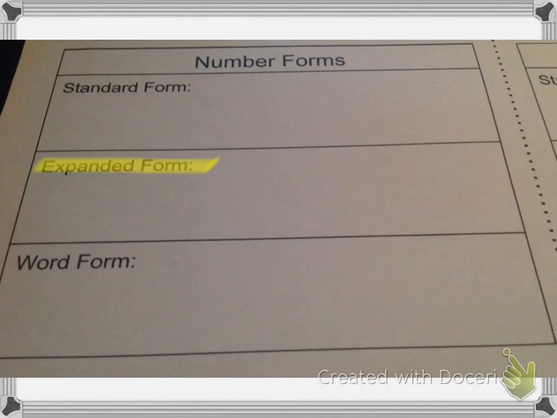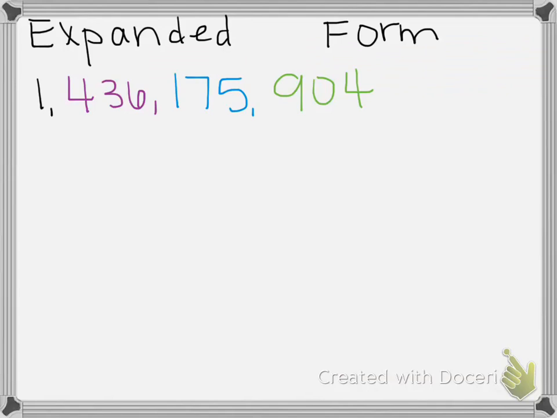The second number form we're going to look at is expanded form. Expanded form is a way to write numbers by showing the value of each digit. So let's look at our example. 1,436,175,904. To write this in expanded form, we're going to expand it out by looking at the value of each digit. So our first digit is a 1, and that 1 is in the billions place. So the value of it is 1 billion.